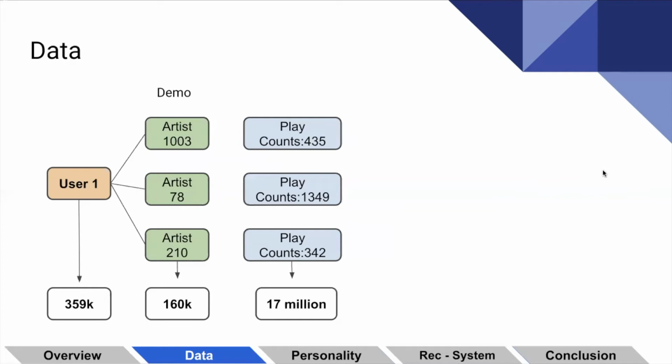Before we jump into the specific pipeline implementation and model evaluation, we first need to look at the data. On the left is a demo visualizing the dataset. For a specific user, there are records showing his or her interactions with a specific artist. The interaction is specified by the number of play counts. There are in total 359K unique users, 160K unique artists, and 17 million original records in the dataset.